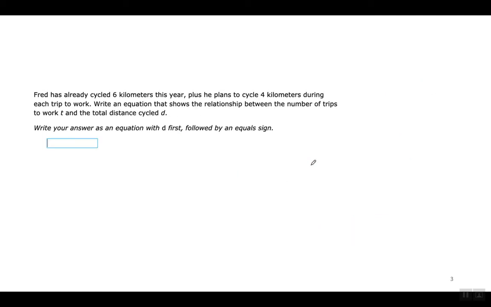All right, look at the next one. Fred has already cycled 6 kilometers this year. Again, it's in the same exact form. He's already starting with 6 of whatever it is that they're talking about in the problem. In this case, 6 kilometers.